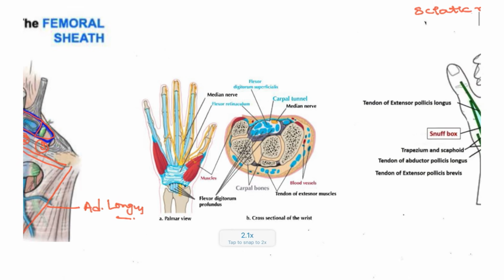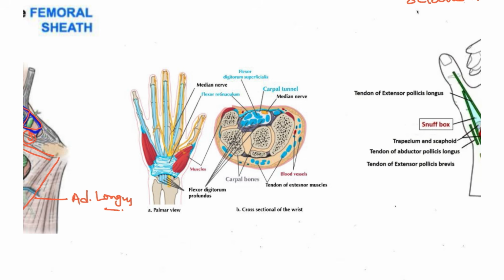Right. Next, here you can see this is the flexor retinaculum. And what is the importance of the flexor retinaculum? Below the flexor retinaculum we have the carpal tunnel. In the carpal tunnel we have some of the important tendons, and also there is a nerve, the median nerve. If there is any damage to the carpal tunnel, there is a palsy associated with the median nerve.